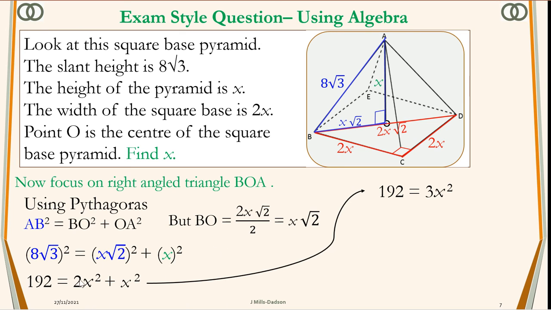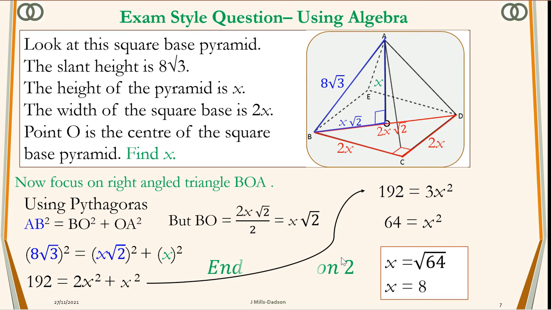So now, given this, when you add this up, 2x squared plus x squared, the same as 2x squared plus 1x squared, that will give you 192 equals 3x squared. Solve for x squared by dividing both sides by 3. That will give you 64 is equal to x squared. We are looking for x and not x squared. So find the square root on both sides. x is equal to 8.